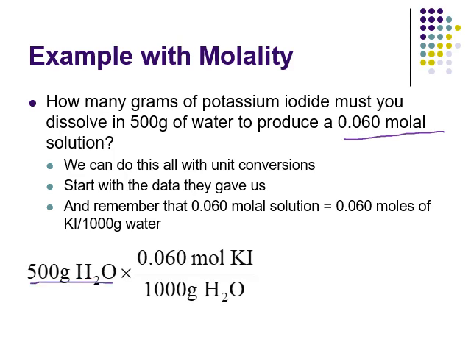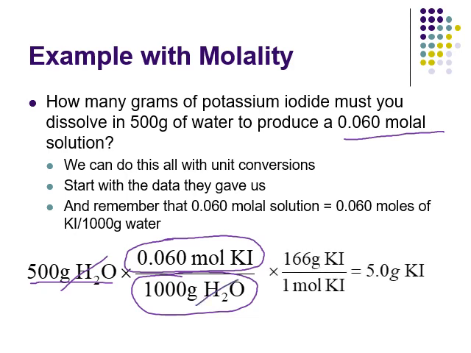So we can start with the 500 grams of water. And again, 0.060 moles of potassium iodide. That's the molality per 1,000 grams, because we're working in grams, and 1,000 grams is every kilogram. We could have started per 1 kilogram and turned the kilograms to grams, then canceled out the grams of water. But regardless, that gives us moles, but we don't want moles. We want grams, so then I do molar mass here. So we can see, cancel out the moles, grams, we get our answer.